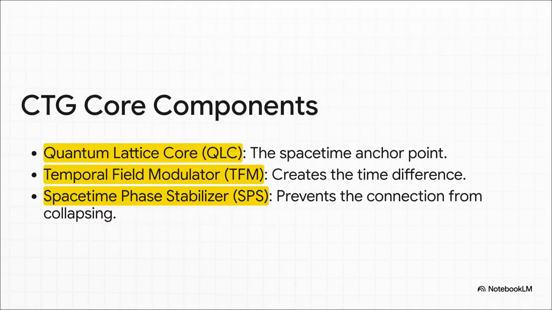It's a what-if machine that's built from the absolute wildest, cutting-edge ideas in physics today. The design for this CTG has 3 absolutely essential and equally fantastic components. Each one is designed to tackle a different, massive piece of the time travel puzzle. You got to create the connection, you got to generate the time difference, and then you have to make sure the whole thing doesn't just collapse.